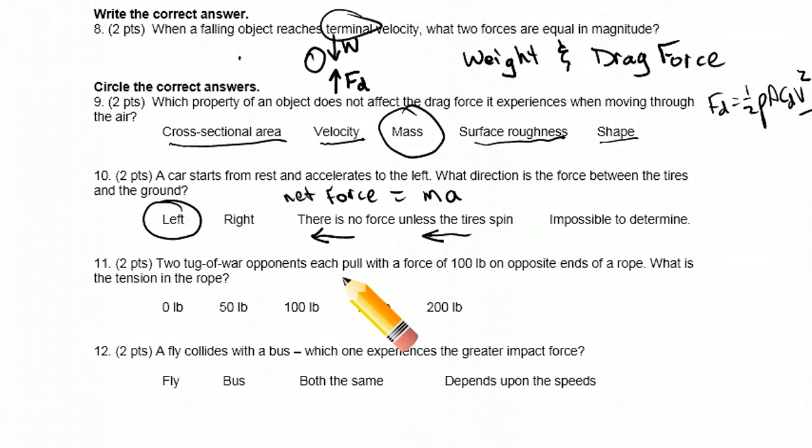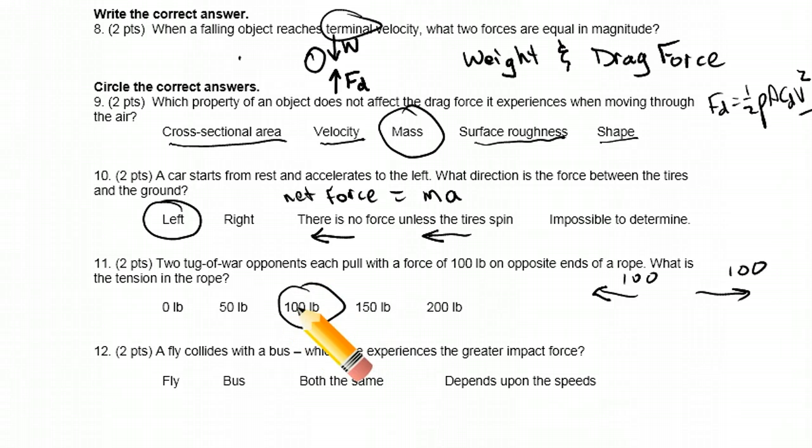Two tug-of-war opponents each pull with a force of 100 pounds on opposite ends of the rope. What's the tension in the rope? We had this example in recitation. The key here is at any point along the rope there is 100 pounds of tension in that rope.